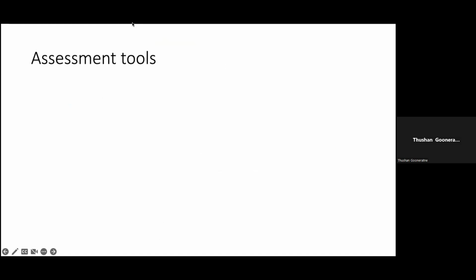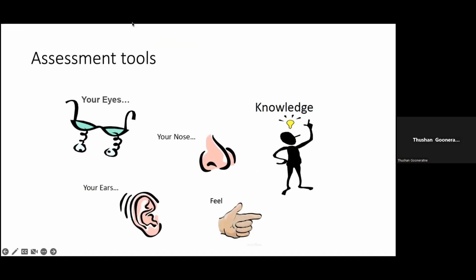Now, how do we do this? We have our various senses in our body: vision, hearing, the nose, touch. It's really important we use all of these senses to try and figure out what the problem is.